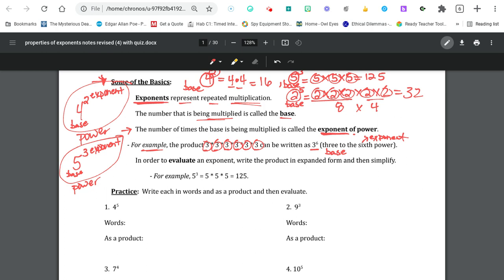Now, I'm going to talk about something quickly. In order to evaluate an exponential expression, you're going to write the product in what we call expanded form and then simplify. So if I wanted to evaluate 5 to the third power, 5 cubed, you write it in what we call expanded form. So this is called exponential form, guys. You'll hear me use that term a lot. The reason it's called exponential form is because it's written with the exponent. See? Exponent and exponential.